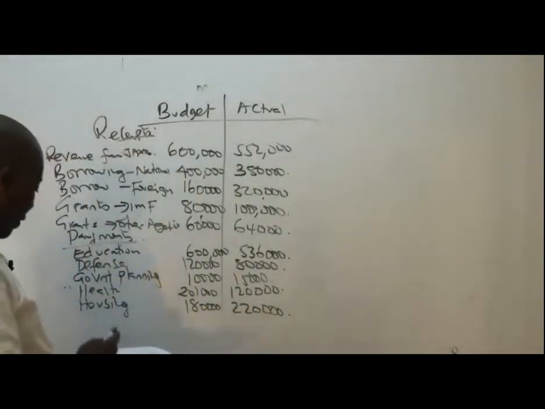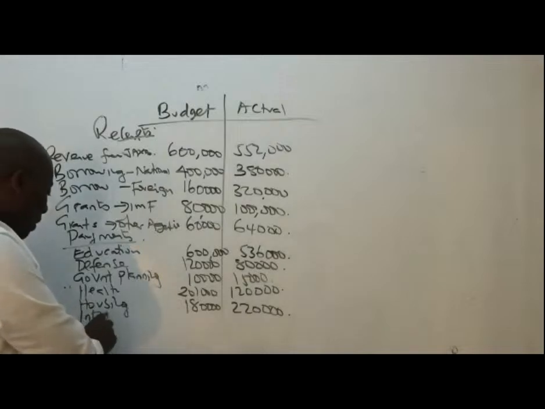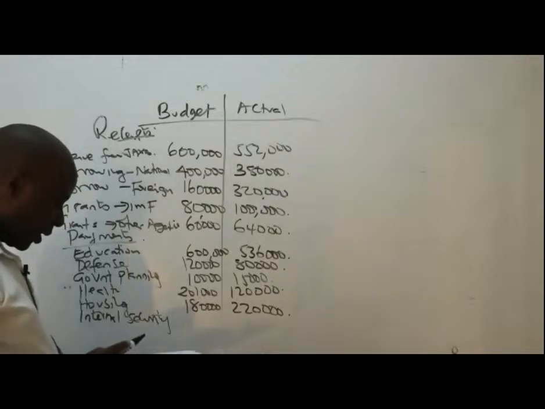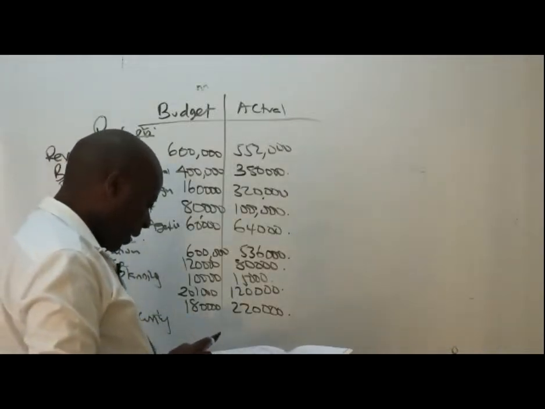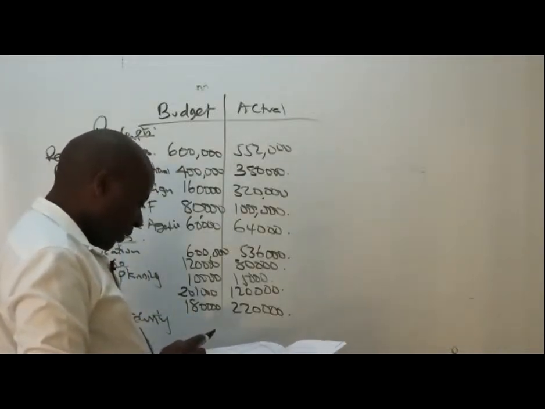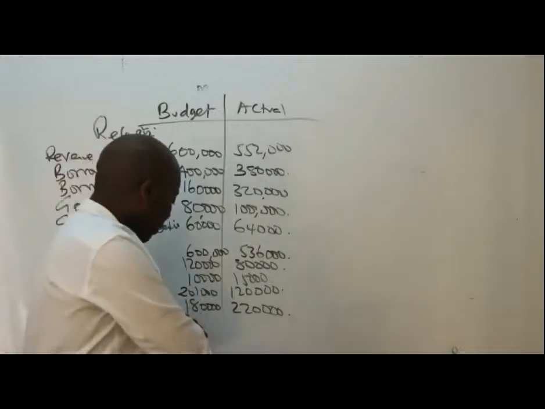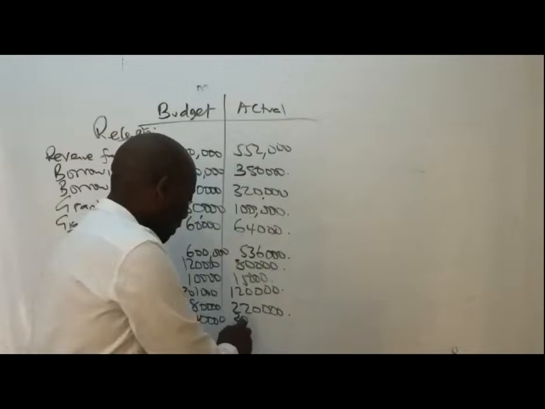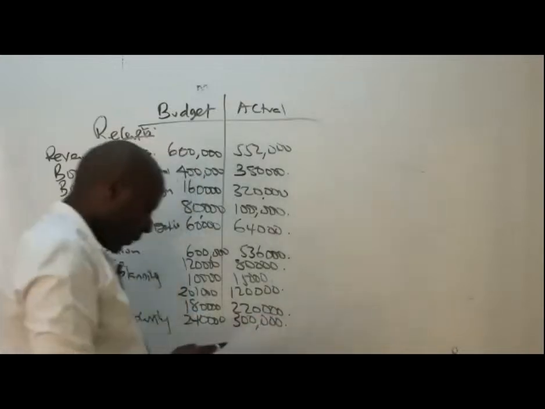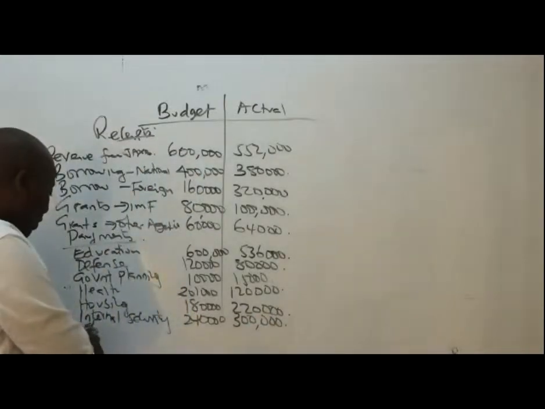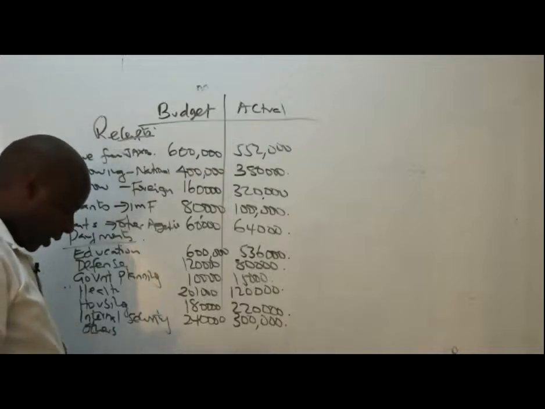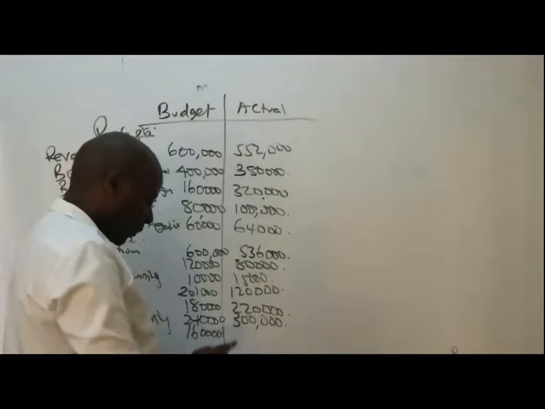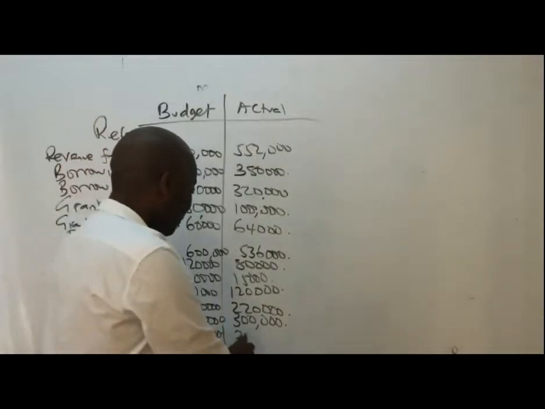Right? From there, we have internal security. Perhaps defense was external, against external aggression. Here we are now fighting the Mungikis and the other internal menaces. 240,000, 300,000. Then we have other payments. We have 160,000 versus 240,000.